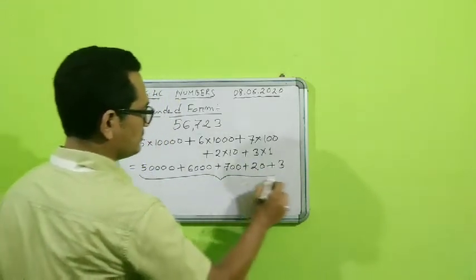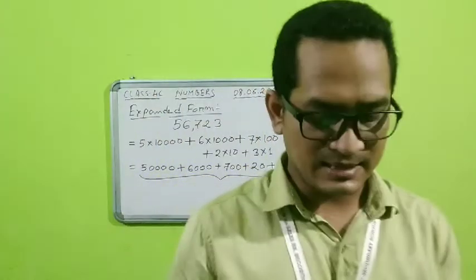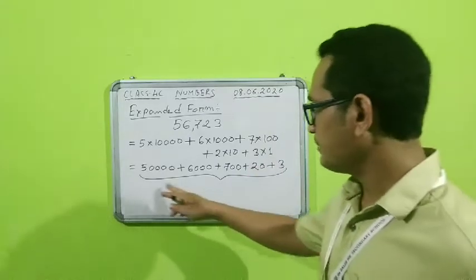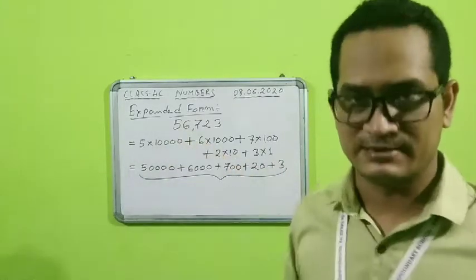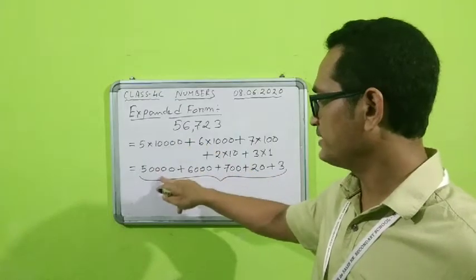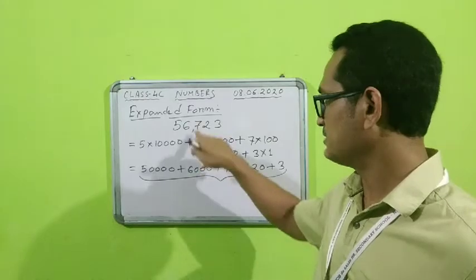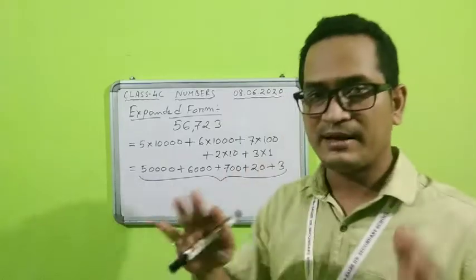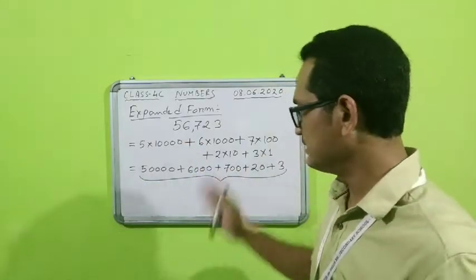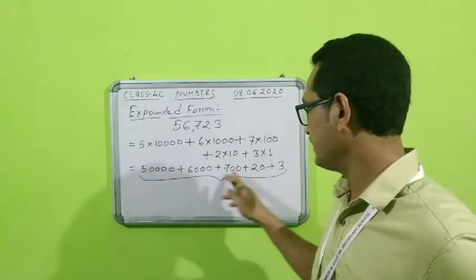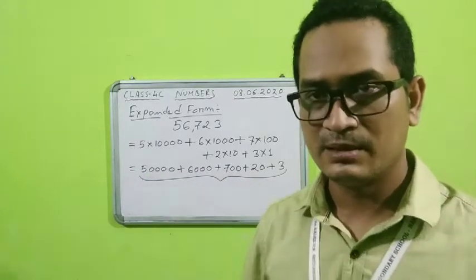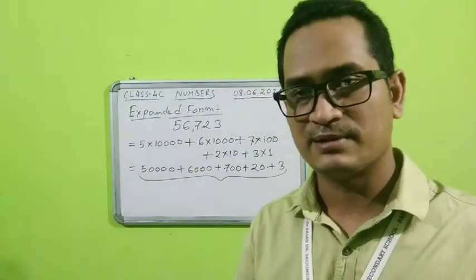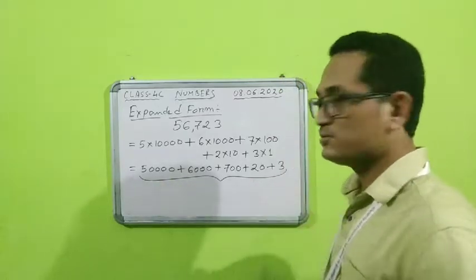Now students, you see this last line. What is this last line? The last line is nothing but the sum of the place values of the digits. 5, the place value is 50,000, 6, 6,000, 7, 700, 2, 20, 3, 3. We have simply found out the place value of each digit, and we have written them with a plus sign in between. That means we have shown them as a sum of the place values. If you add all these numbers, you will get the same number back. That is 56,723. This form is known as expanded form.